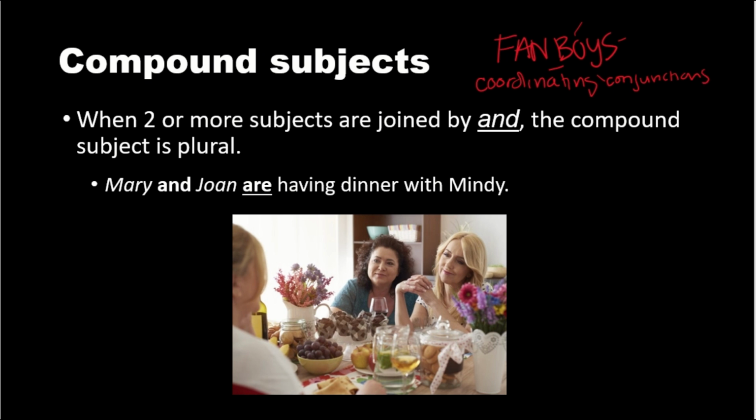When you have two or more subjects and they're joined by that coordinating conjunction and, the compound subject is plural. So our sentence reads, Mary, yes, I know one person, and Joan, yes, one person. But use of the word and brings them together, makes it plural. So then we use a plural verb. Mary and Joan are having dinner with Mindy.